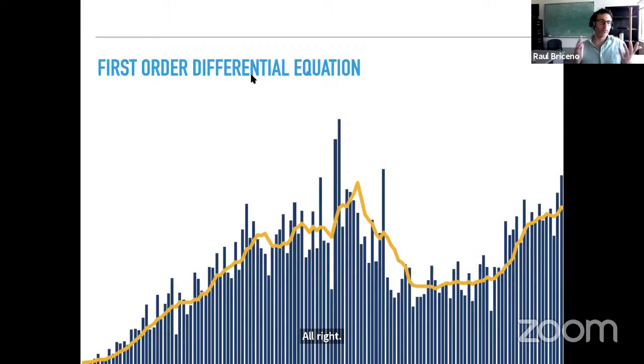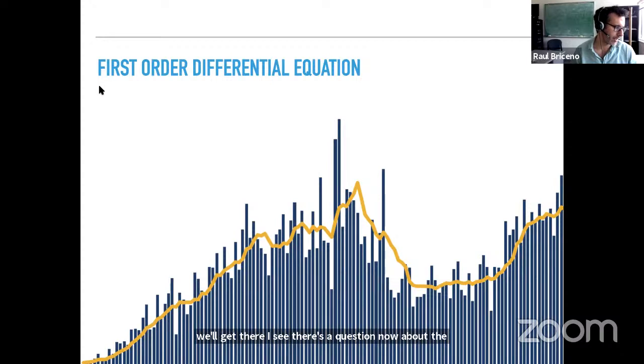All right, so we're going to do differential equations. We're going to start with first order and then jump into second order. So it's going to be fun. As I said, this is going to lead us to be able to construct models of infectious diseases. So we'll get there.